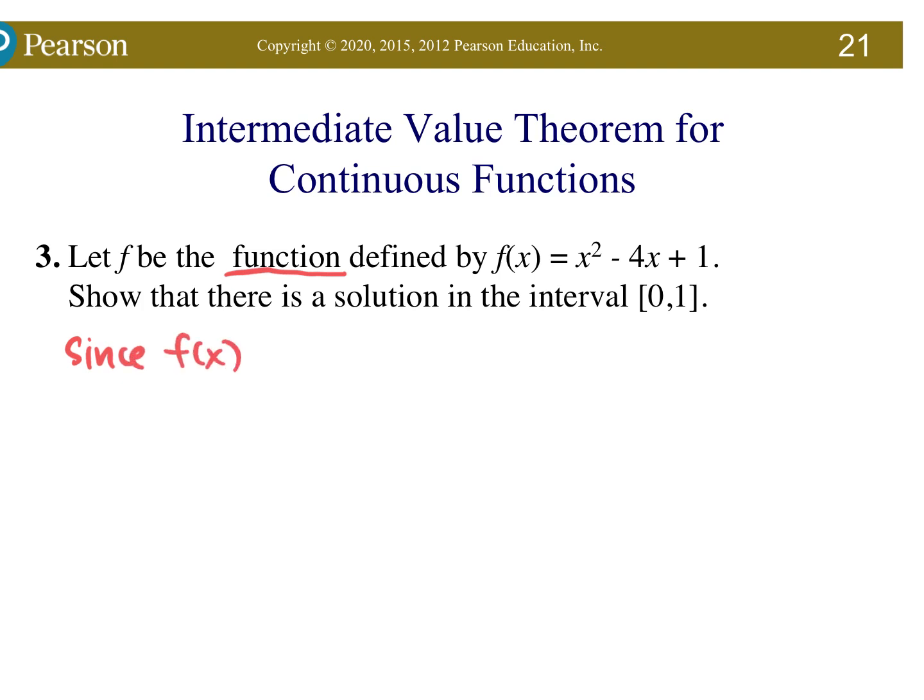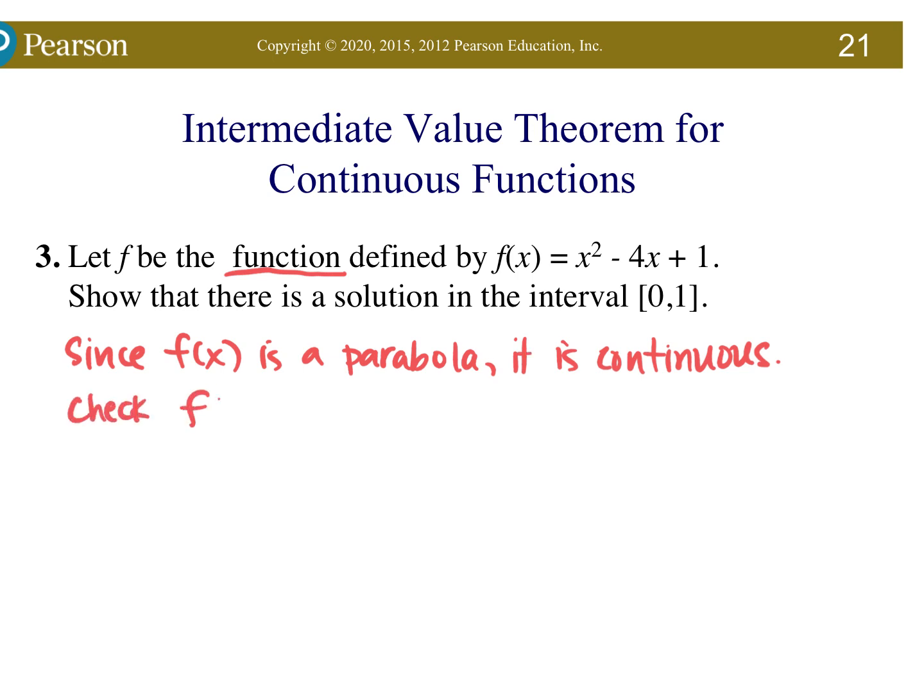So, since f of x is a parabola, it is continuous. That means I can move forward with the IVT. The next step is checking the function values for the IVT. So then we check f of 0 and f of 1. Who's got f of 0 for me? It's the fastest thing you can figure out. 1, thanks. Who's got f of 1 for me?